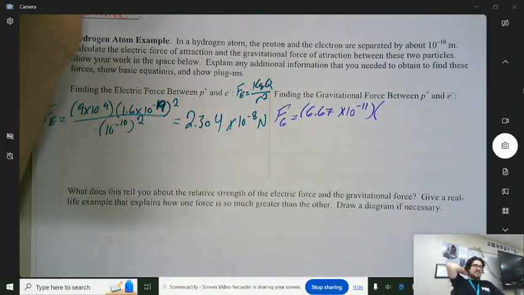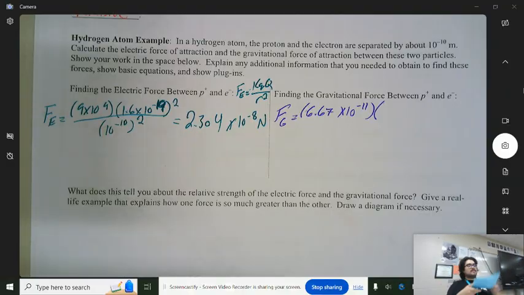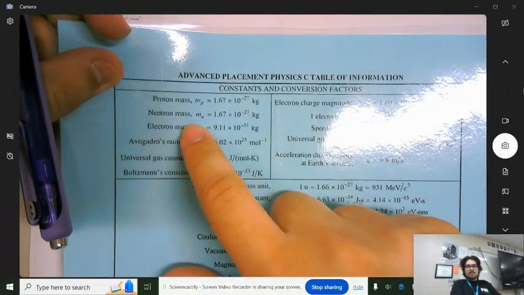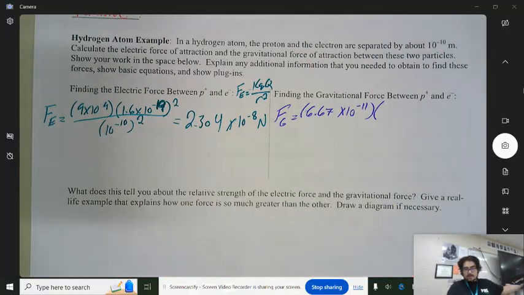Now we need the mass of an electron and the mass of a proton. This is on the formula sheet, in the top left right here. This is the mass of a proton, mass of an electron. So we're just going to plug those in right there.